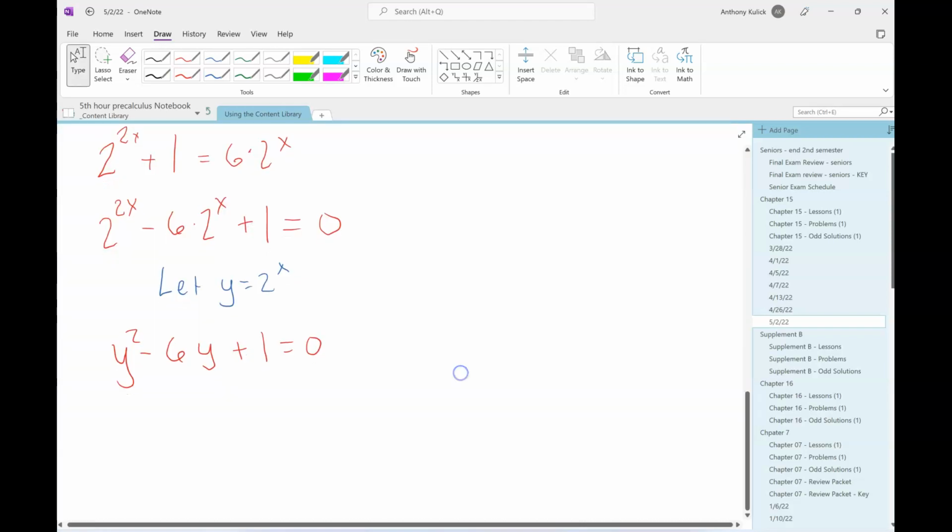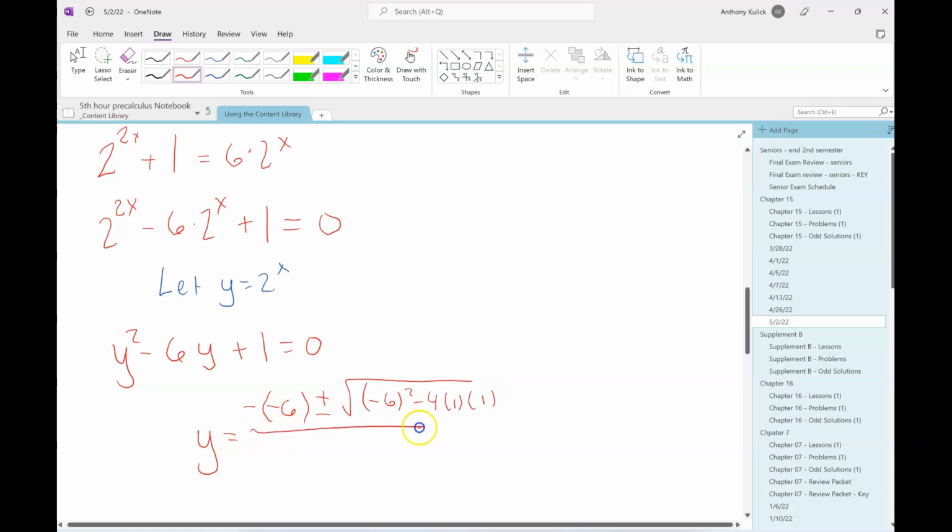Okay. So to solve a quadratic, typically I would try to factor or use the quadratic formula. Here the leading coefficient is 1, so if I could factor this, it would be easy. However, if I try to think of two numbers that multiply to give 1 and add to give -6, I'm not coming up with any numbers that do that off the top of my head. So I would go to the quadratic formula: negative b plus or minus the square root of b squared minus 4ac, all over 2a.